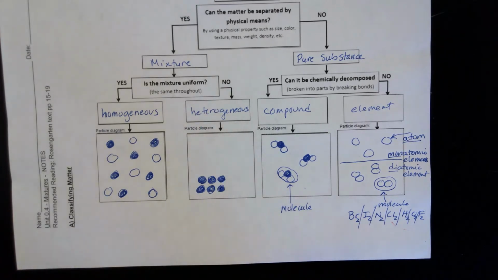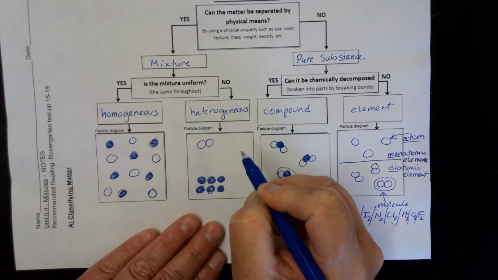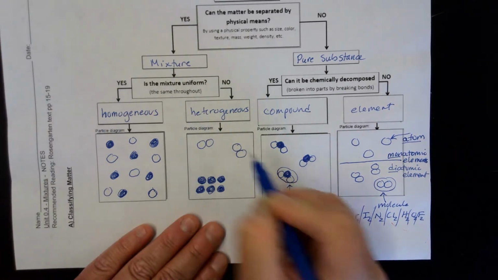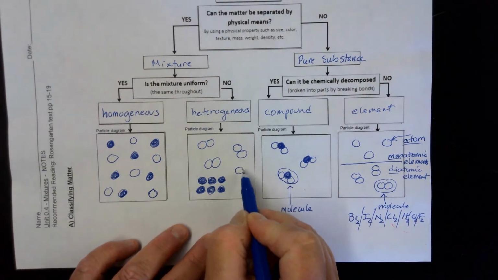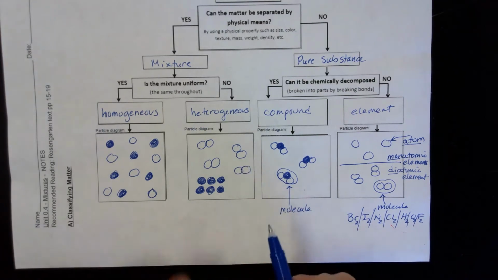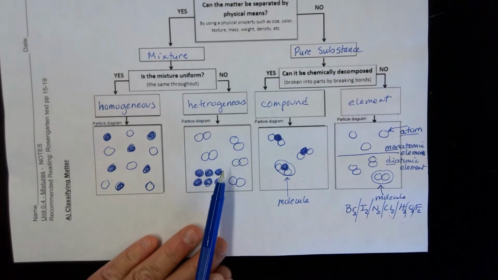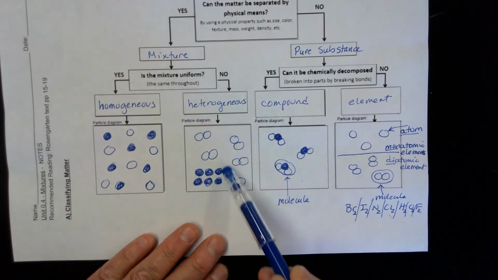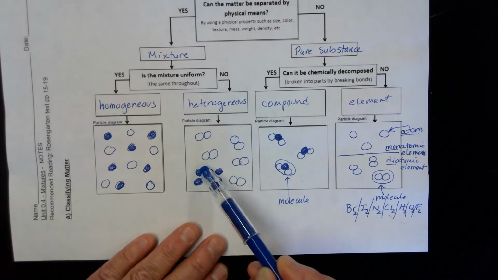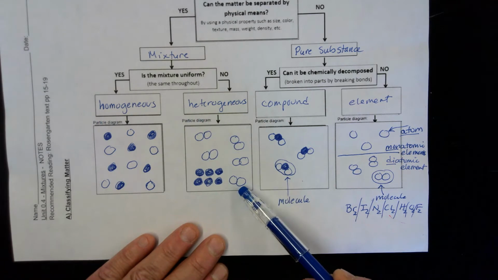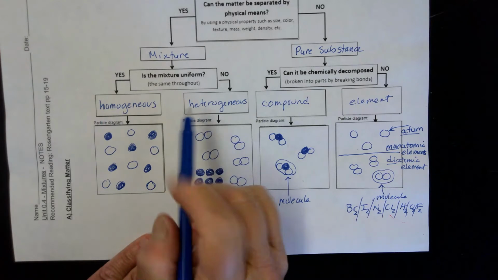So if it's a mixture, I have to bring in a different type of particle. For this, I am going to draw a diatomic element, and I'm going to show a series of these particles kind of randomly arranged around. The idea here is that it's pretty obvious that I have one area that is very differently mixed than the other area. So this heterogeneous mixture is not the same throughout.